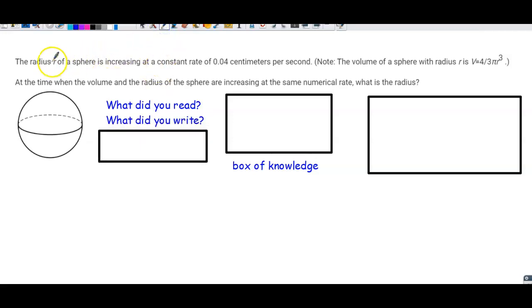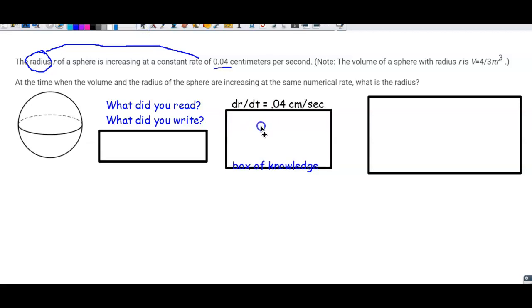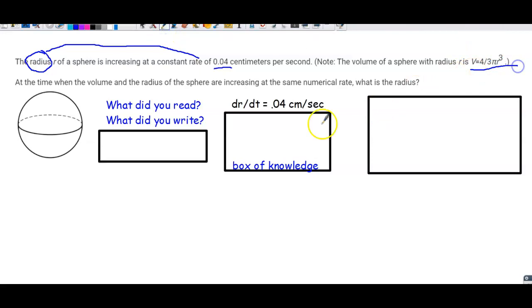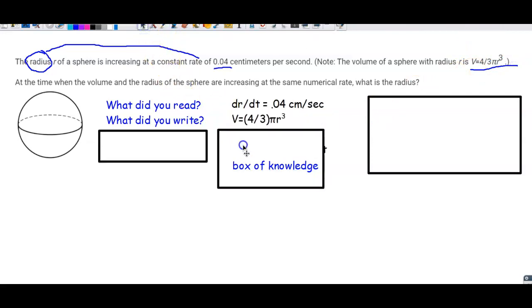So when I read this problem, the first thing that triggers me is I see the word radius, and they come back over here and talk about the radius rate. And they tell me that the radius rate is 0.04. So the first thing I would write on my paper, translating that out of words into symbols, is dr/dt is 0.04 centimeters per second. The next thing I notice that they have given me is the formula for the volume of a sphere, so I would record that formula on my paper.